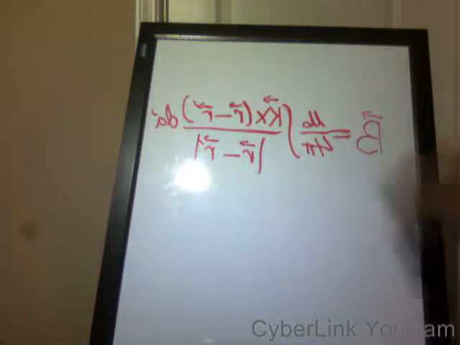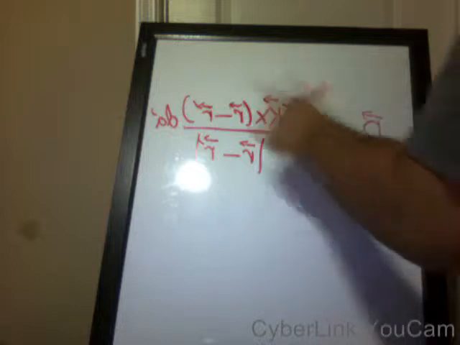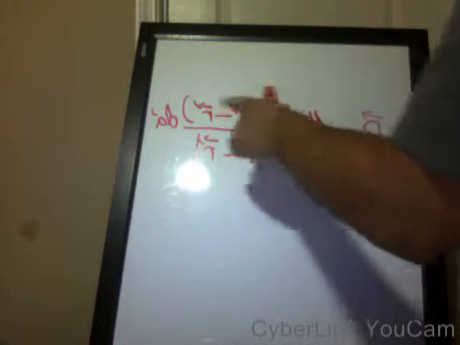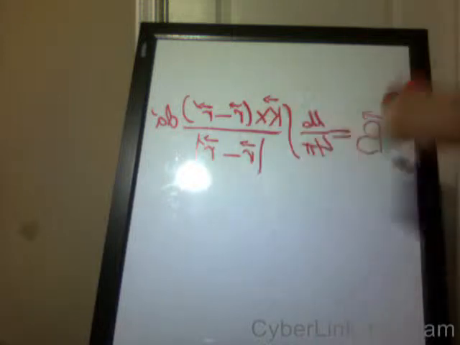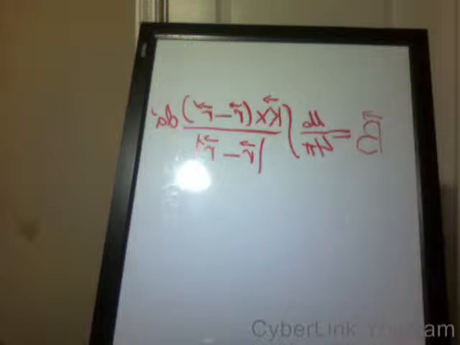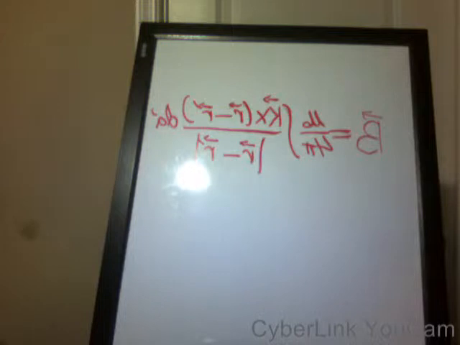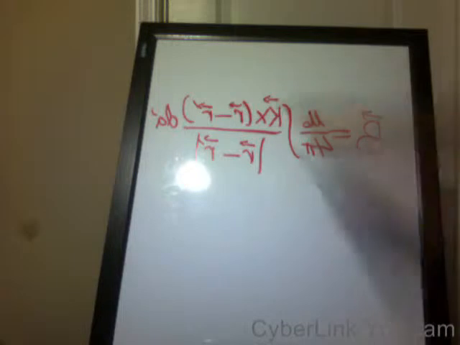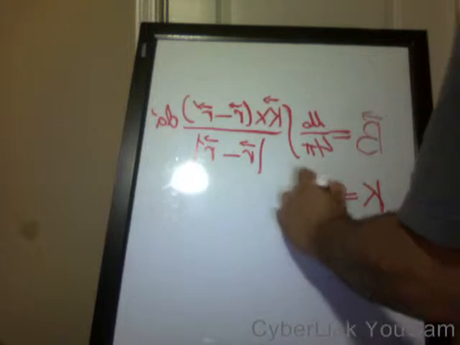As you can see, the magnetic field is equal to mu naught over 4 pi, the integral of K cross the quantity r minus r prime, over the absolute value of r minus r prime cubed, integrated over a small increment dA prime, where K is the surface current density for a solenoid with n turns per unit length carrying a current I. And K actually equals n I.